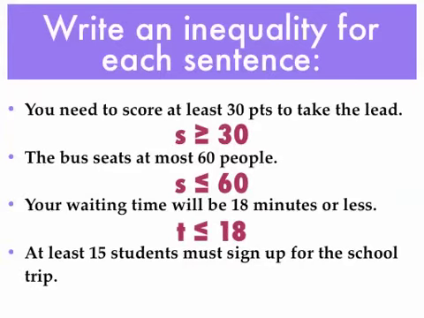And then the last one says at least 15 students must sign up for the school trip. If you need at least 15 students, that means you have to have 15 students or more. If you have less than 15 students, then you're probably not going to get to go on the trip. So an inequality for this would be S for students is greater than or equal to 15. Notice that in each one of these, I had some of those key words that I talked about previously. So if you can understand the key words and which inequality each one means, that's going to be helpful when you're given a word sentence and they want you to write an inequality.